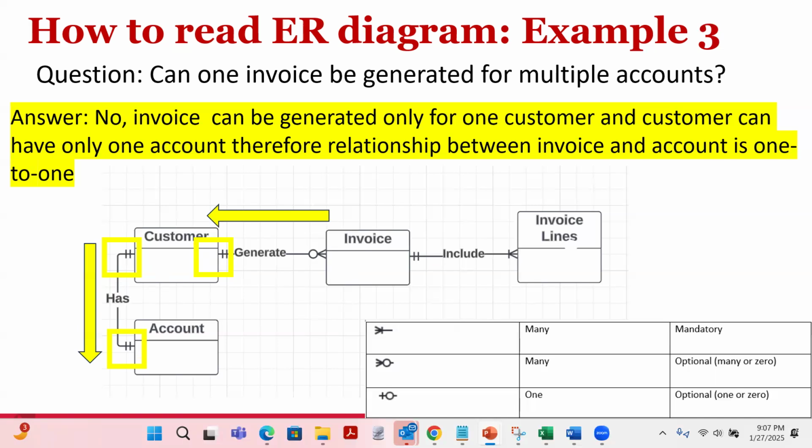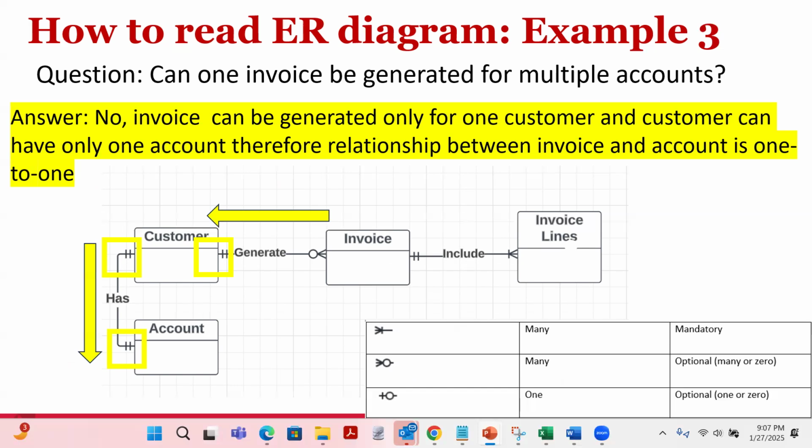So when you have a scenario where two entities are not connected to each other directly, you just need to build the path from one entity to another one and then read it in this direction. And again, you will need to have the crow's foot notation handy so you would know what kind of relationship that is.